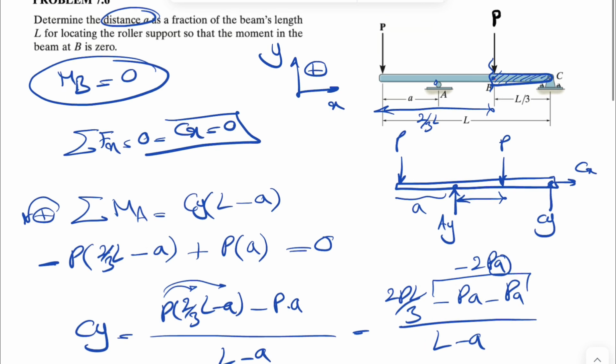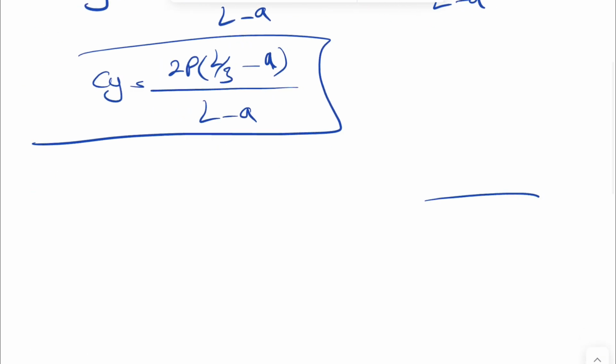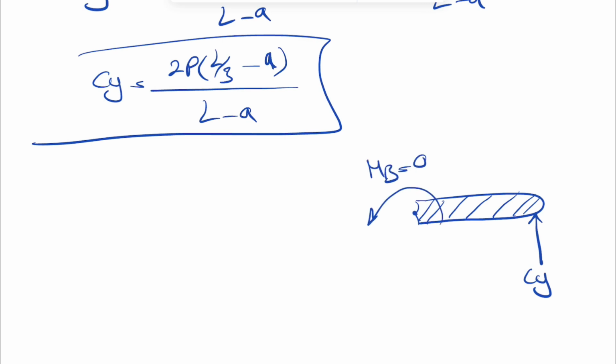So now we can move on to the free body diagram of this part. So basically we have this part of this beam, which has our CY, what we found in the previous step. And also we know we have the bending moment of 0, and this distance in here would be 1/3 of L from the previous part.